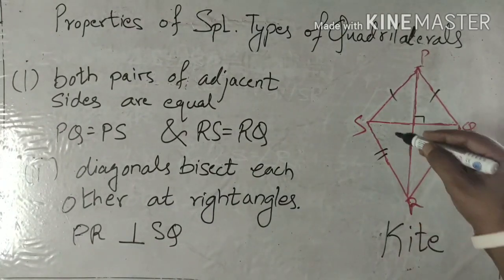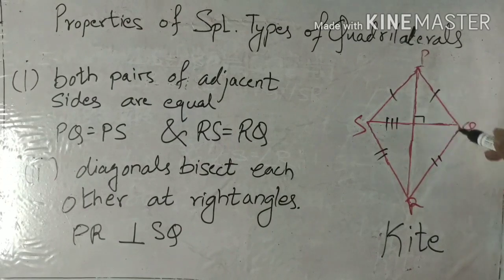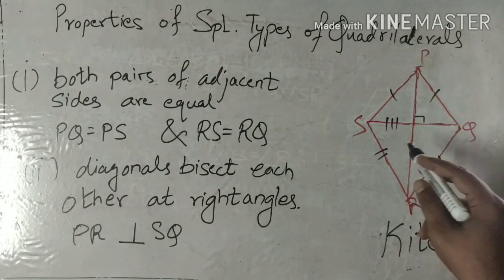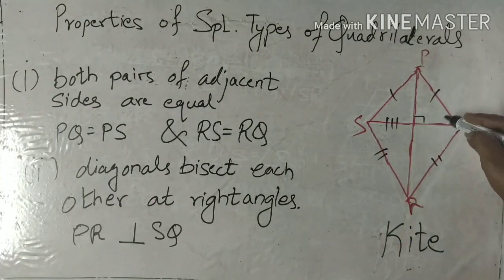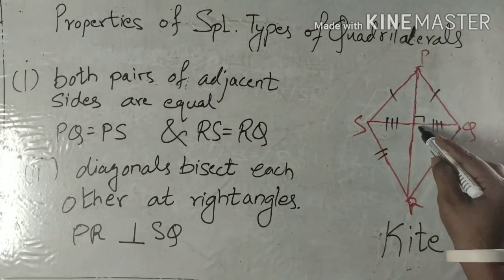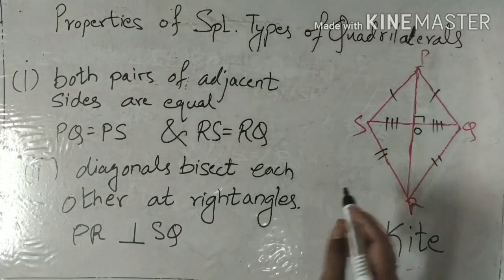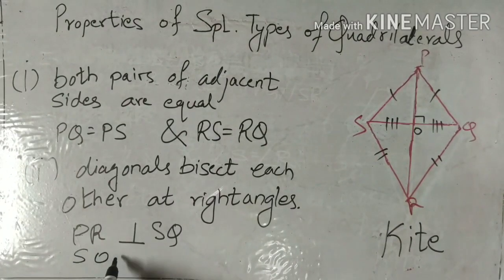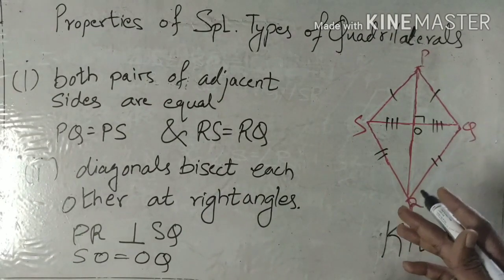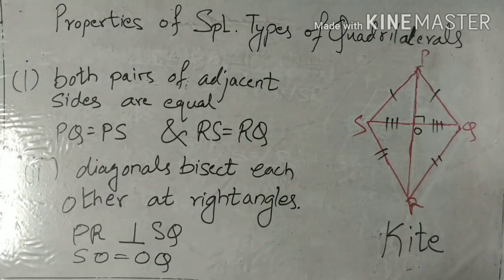Also, PR, the vertical diagonal, bisects the horizontal diagonal. That means if the point of intersection is O, SO is equal to OQ. It need not always be the vertical that bisects the horizontal, but the longer diagonal bisects the shorter diagonal. Clear?